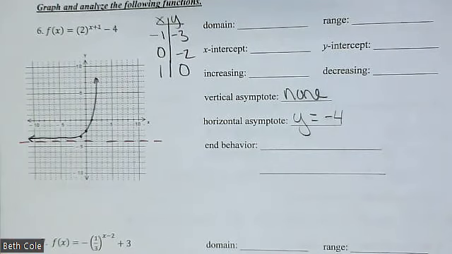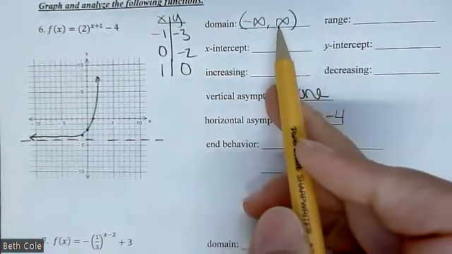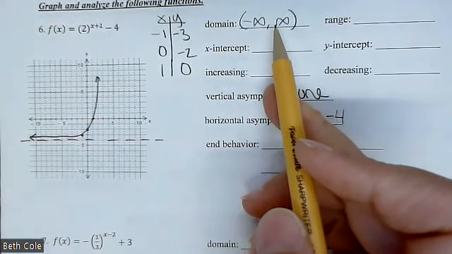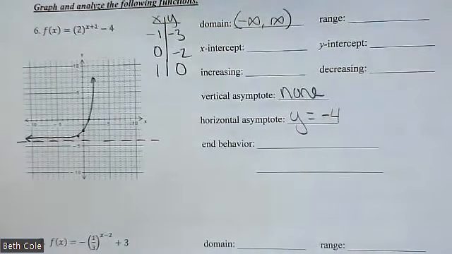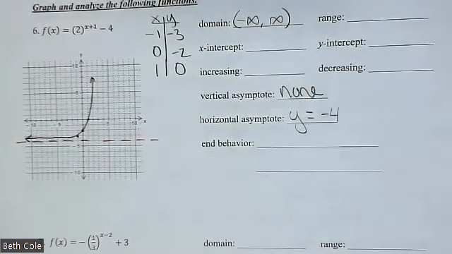What's the domain? Yep, everything. It's going to go left and right forever. Hey, Miss Cole, is that the answer for all these? Yep. That's the answer. Foreshadowing, though, when we get to logarithmic, it'll be the range that's all reals. If they're inverses, it's going to flip-flop, okay?